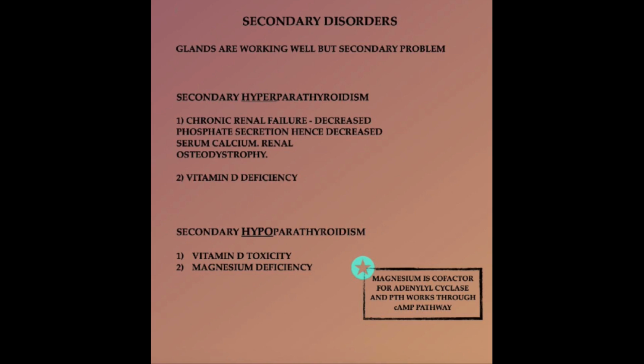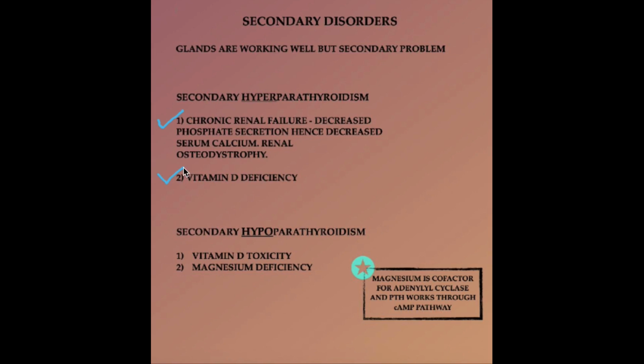The two most common causes are chronic renal failure, and this is because there's a decreased excretion of phosphate from the kidneys. The phosphate in the blood binds calcium, hence serum calcium levels drop. In response to low serum calcium, the parathyroid glands release the parathyroid hormone. Patients can also develop renal osteodystrophy. And the second most common cause is vitamin D deficiency.